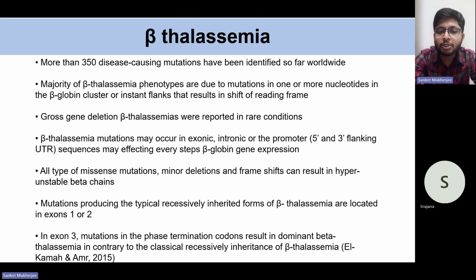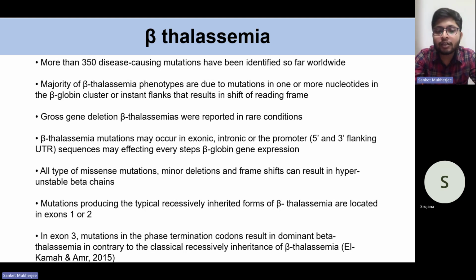Beta thalassemia mutations may occur in exonic, intronic, or the promoter sequences, and they affect the beta globin gene expression. Any type of missense mutation, minor deletions, or frameshift can result in hyper unstable beta chains, which are then further degraded through the normal proteostasis machinery.